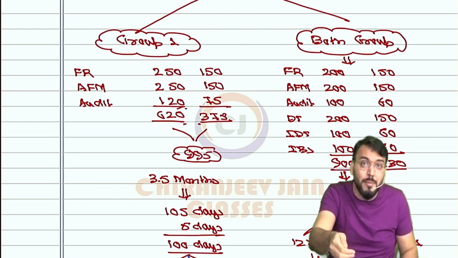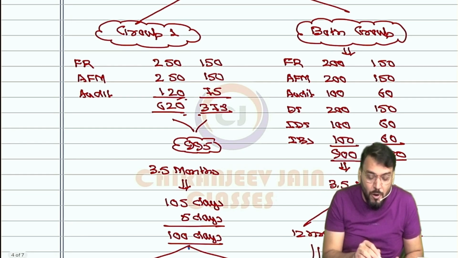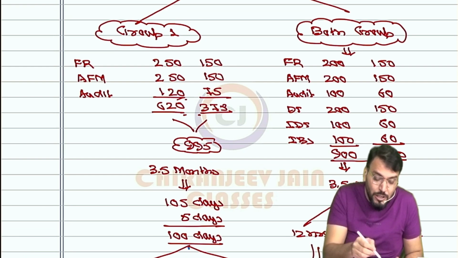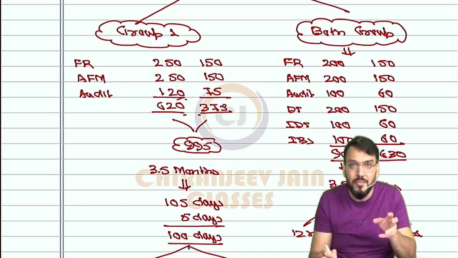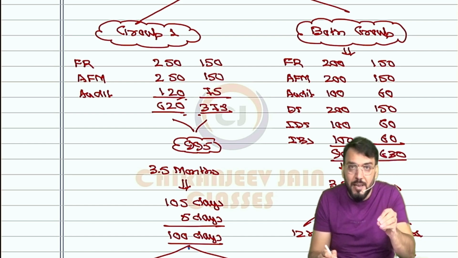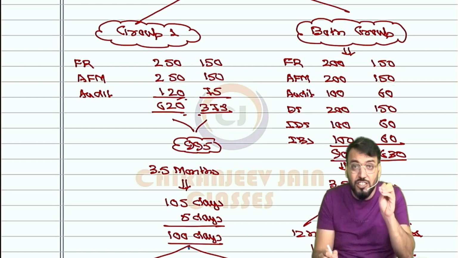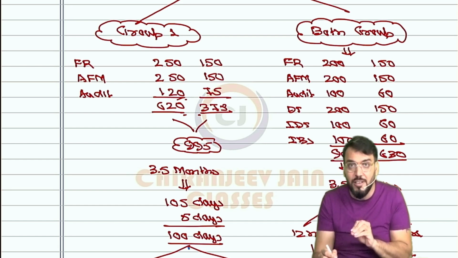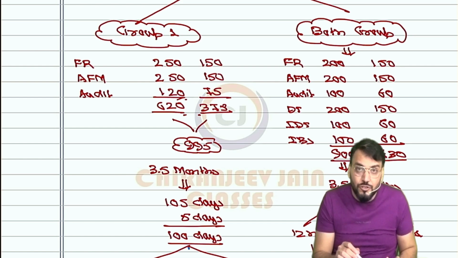Can you pass the examination? Let us think. If you are taking FR, AFM, audit, for taking classes you require 250 hours for FR on an average, 250 hours for AFM, and audit I will say 120 hours. So 620 hours you need to give for classes only. Correct? Understood? Yes, sir.